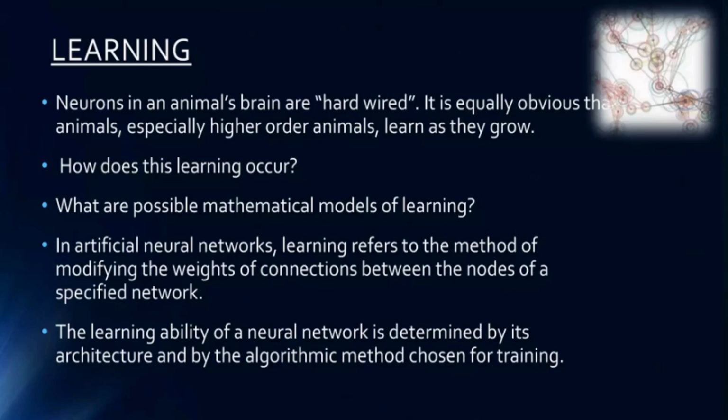How does this learning occur? What are the possibilities? We use mathematical models for learning, and these are artificial neural networks. Learning refers to the methods of modifying the weights of the connections between the nodes in the specified network, right, of the neural network. So the learning ability of the neural network is determined by its architecture and by the algorithm chosen for training.